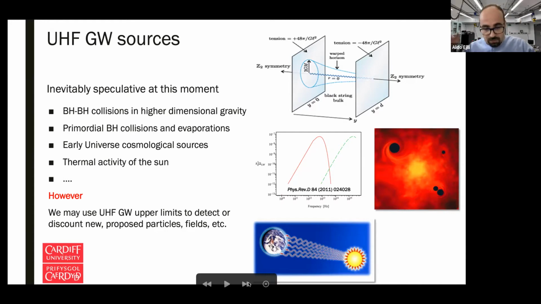And another source can also be our nearest star, the Sun. The Sun in its interior has a hot plasma, and the propagation of this plasma through fields and collisions can also generate a gravitational wave. So experimental devices that can be sensitive to this frequency region can rule out these theories, or can also propose new fields.